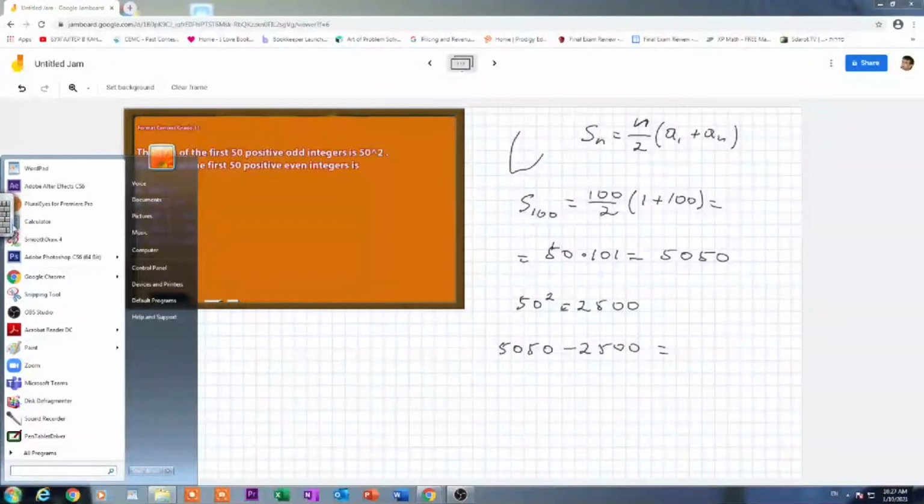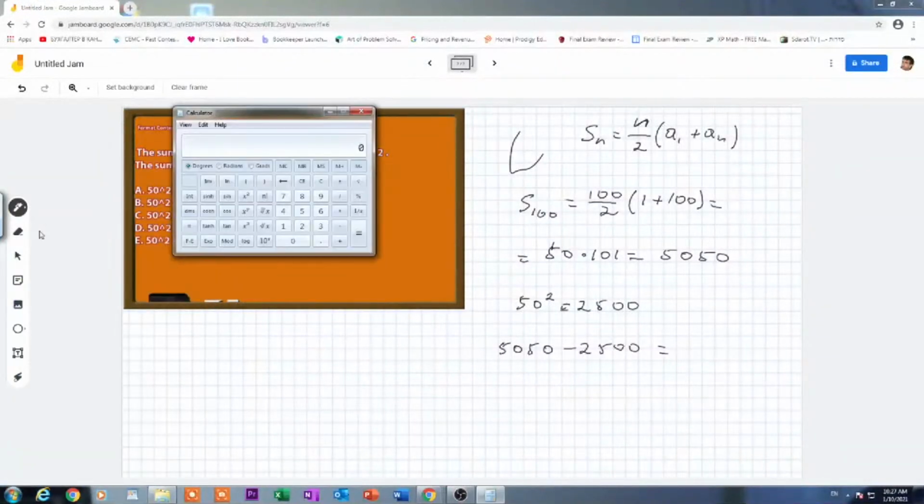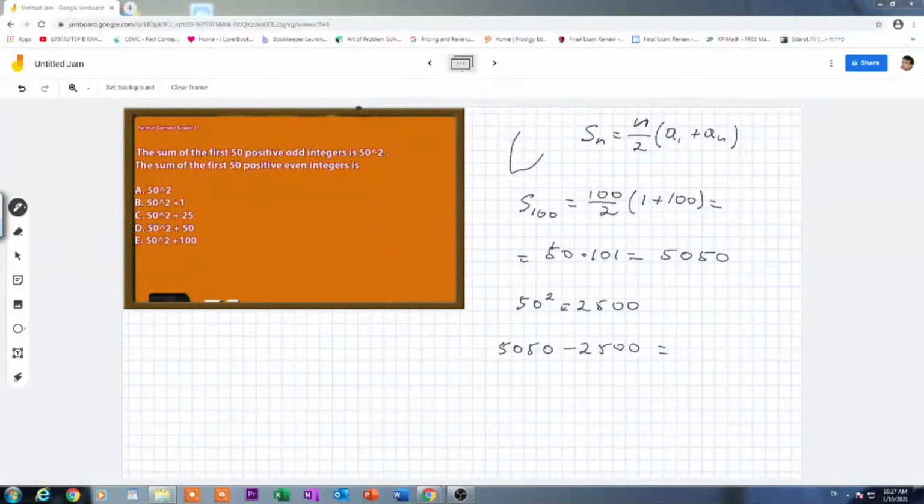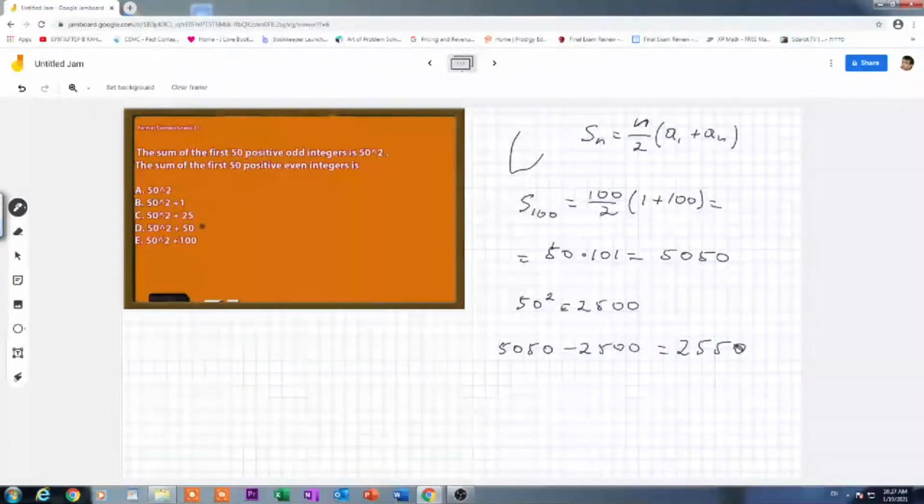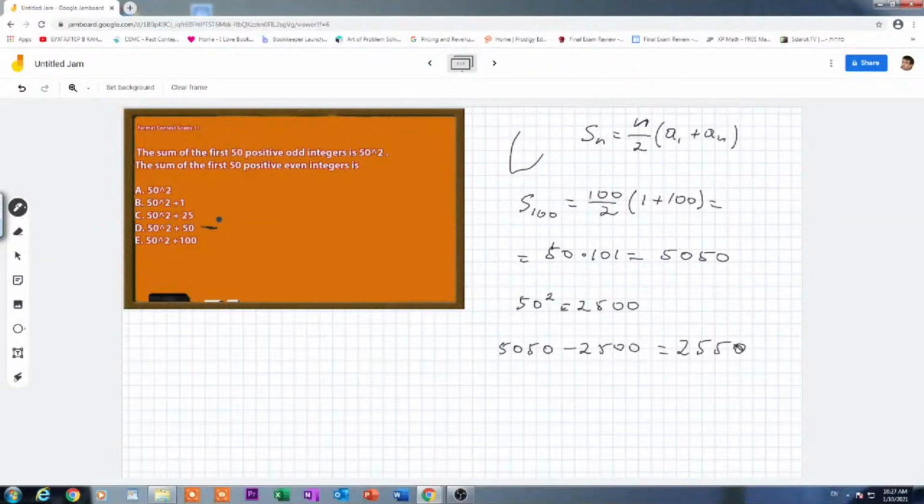Okay, I'm going to open the calculator, sorry. So it's 2550. Okay, so where we get this answer is D. So the correct answer is D.